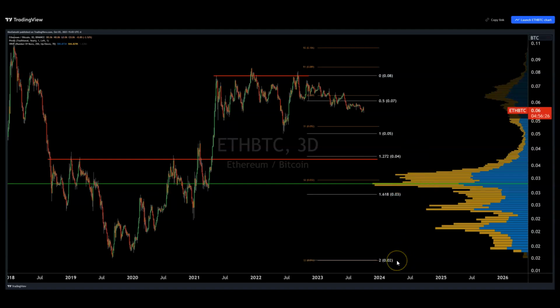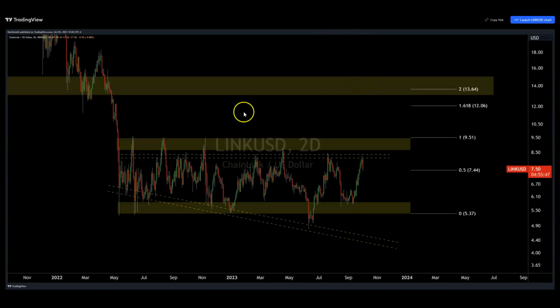This would be the extreme case, right? 0.021 or 0.019 or whatever it is. Certainly not the base expectation, but based on the confluence with the fibs, the volume, 0.035, 0.032, certainly reasonable as far as an expectation for a downside.